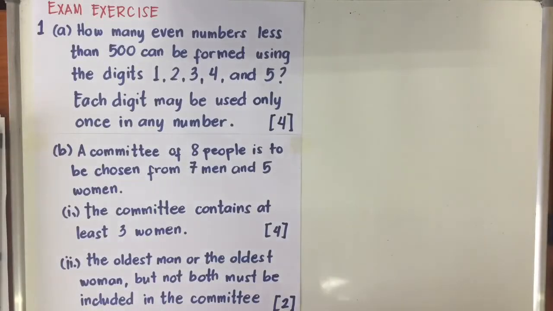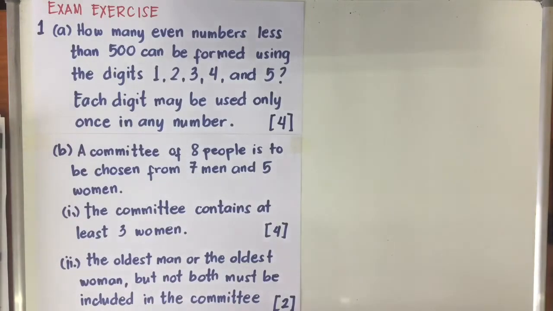We are now going to deal with problems regarding permutations and combinations, and we'll be answering exam exercises about these topics. Okay, what are the questions? First, how many even numbers less than 500 can be formed using the digits 1, 2, 3, 4, and 5? Each digit may be used only once in any number.